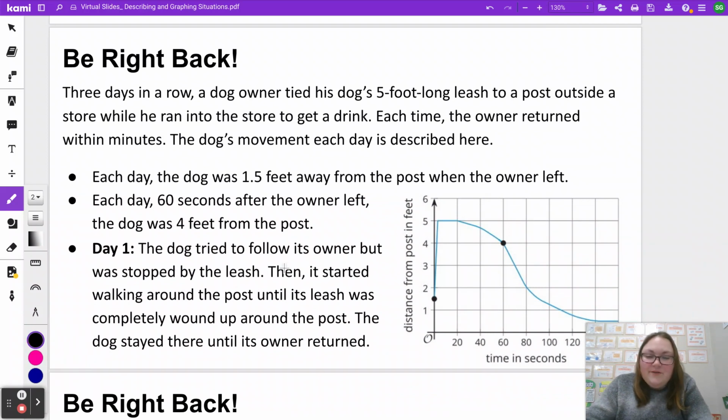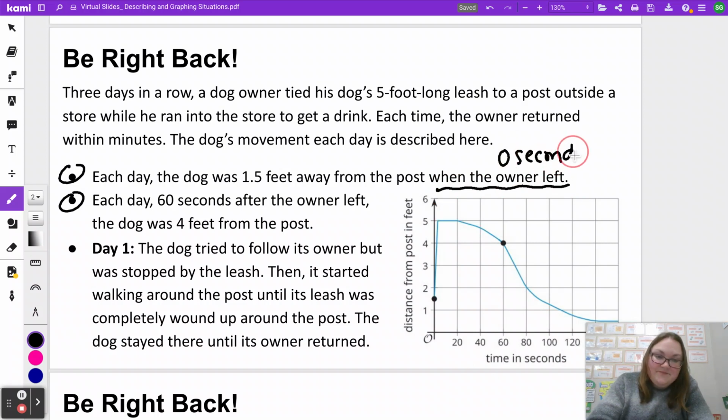The first thing I did was I used the information from these first 2 to mark 2 different points. I knew that the dog had to be 1.5 feet away from the post when the owner left. When the owner left is talking about what time? Well, it's talking about the beginning. It's talking about at 0 seconds. So I knew on my graph I needed to have a point right here at 1.5. I also knew at 60 seconds, so I'm over here now at 60, the dog had to be 4 feet from the post. So I had to also put that point right there.